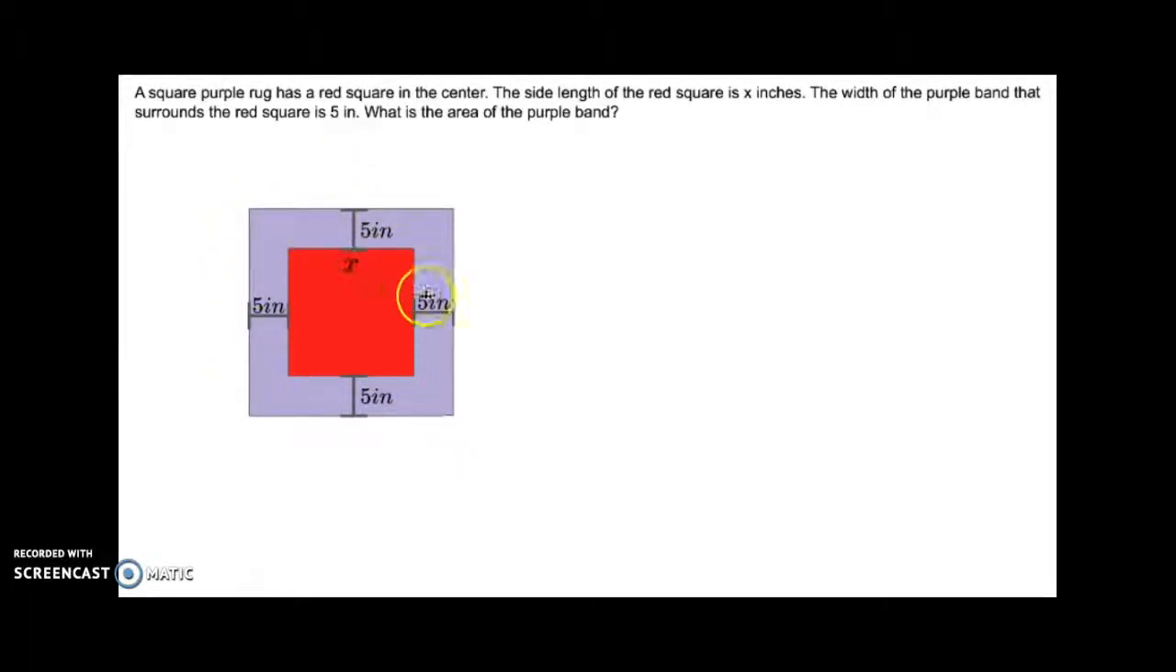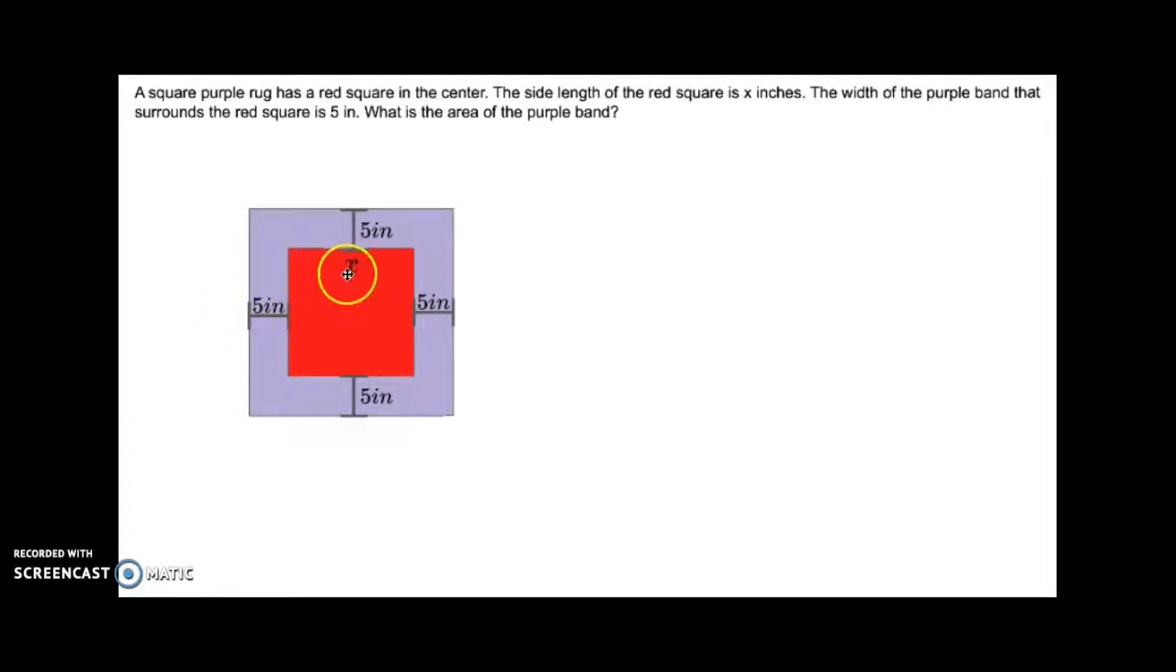So we're told that the length of the red square is x inches. Remember, squares have all the same length, so each side is x. For the purple square, that we don't know, but we do know that the width of the band all the way around it is 5 inches. Now, that means the entire length of the purple square would be this x plus these two 5 inches for the width of the band.